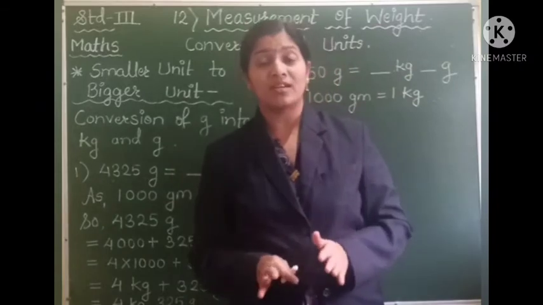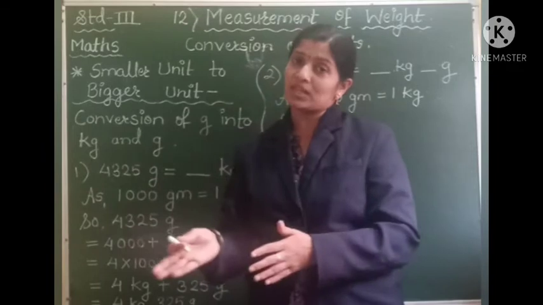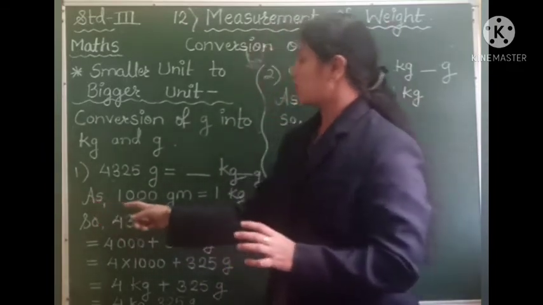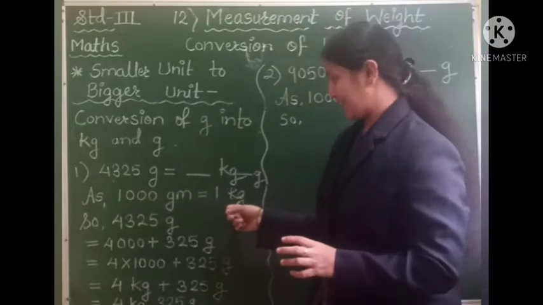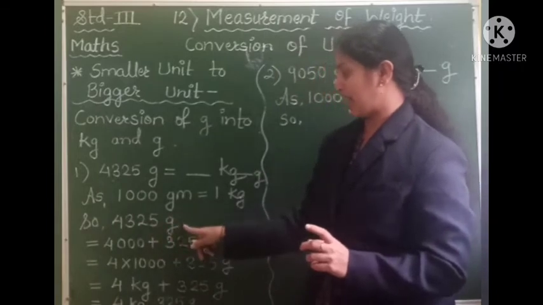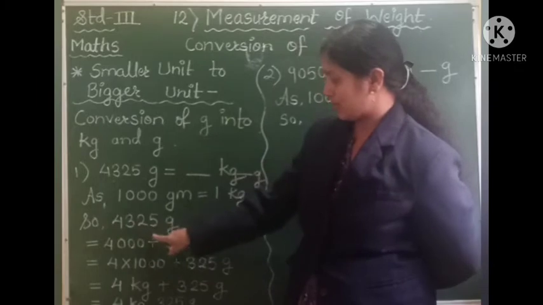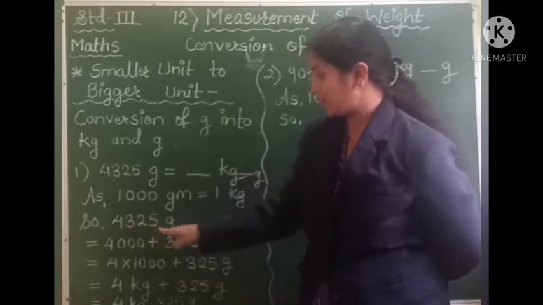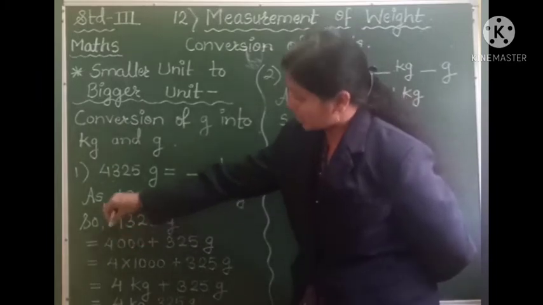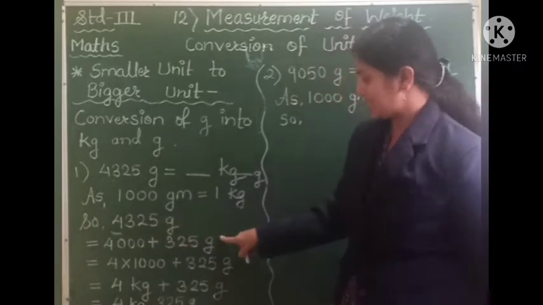So we have already learned that 1 kg is equal to 1000 gram. So it means 1000 gram is equal to 1 kg. So as 1000 gram is equal to 1 kg, we write 4325 gram is equal to 4000. This 4000 plus 325 grams are written separately. Here you can see this number is 4000 and this 325 gram is written separately.